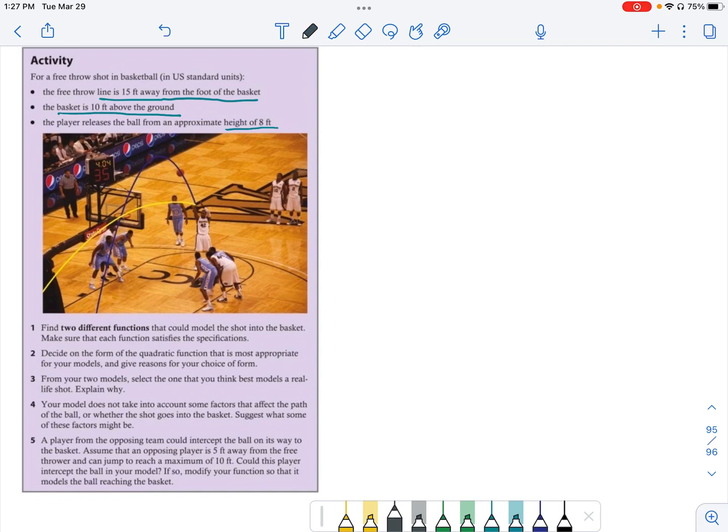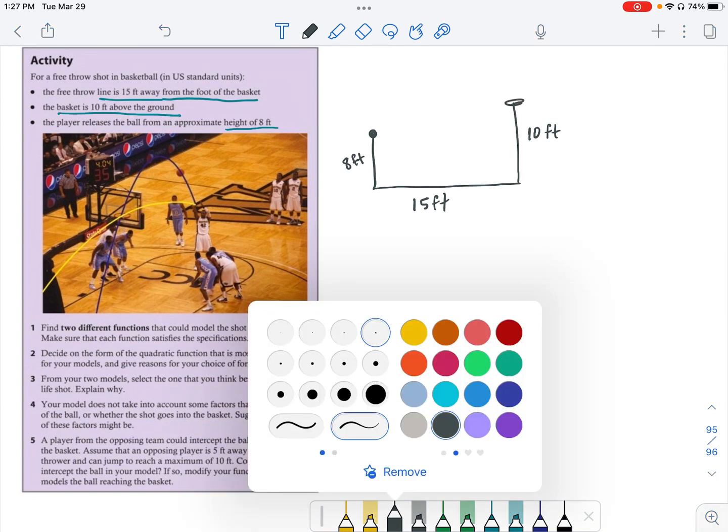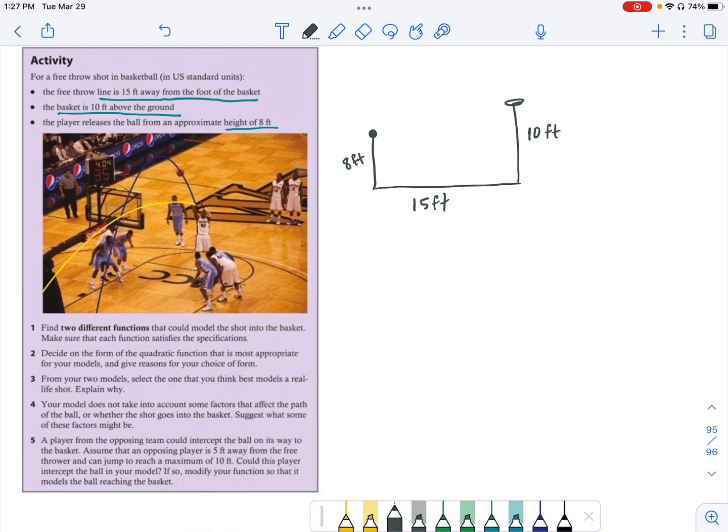But let's draw our own diagram. I'm going to make this the player with the ball leaving the player's hand at 8 feet. The player is 15 feet from the basket, and the basket is 10 feet high. So we are hoping to model an equation that will get that ball directly into the basket.